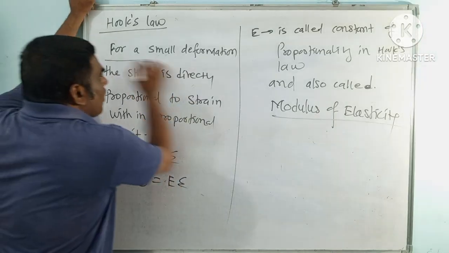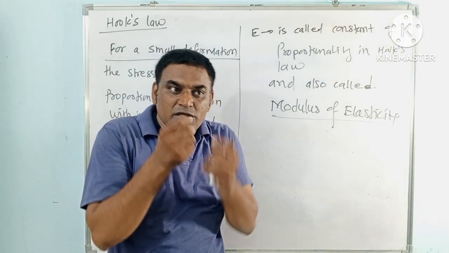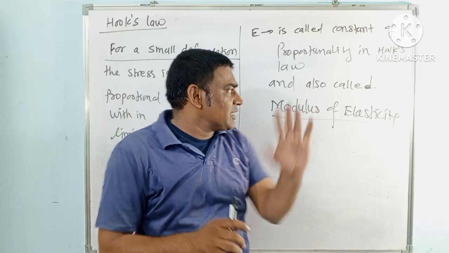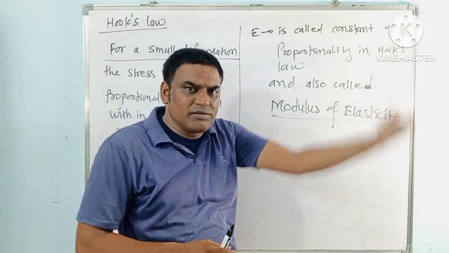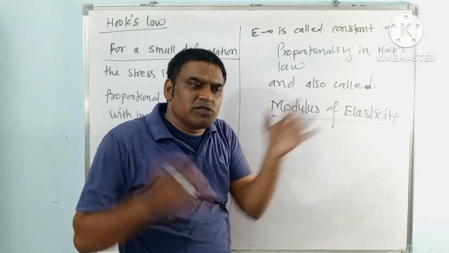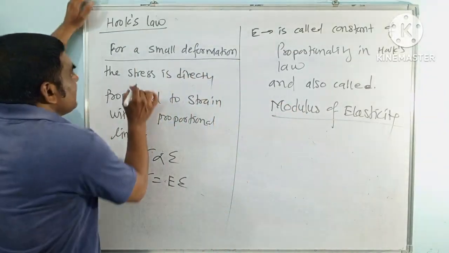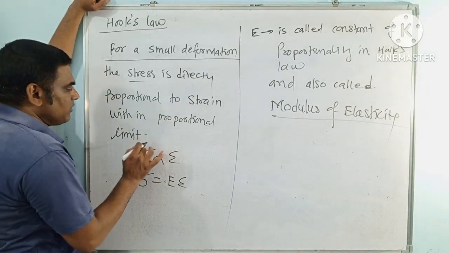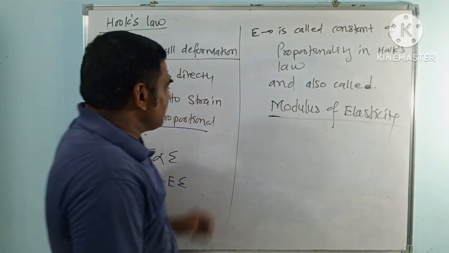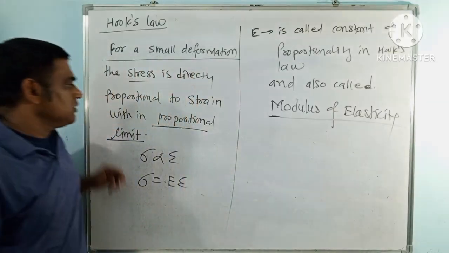Now understand, this is for small deformation only. Otherwise, if more deformation is there, the plastic region will come and the body will get permanent deformation. At that time Hooke's law will not be applied. That we will see in the stress strain curve. For now, just understand that for very small deformation, when some force is applied and the body changes a little, the stress is directly proportional to strain. There is a limit, the proportional limit, up to a certain level of force.